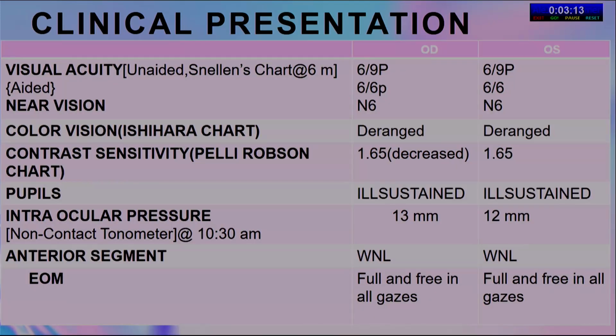At clinical presentation, the deranged parameters were color vision and contrast sensitivity. Color vision was deranged, contrast sensitivity was decreased to 1.65, and the pupillary reaction was ill sustained.